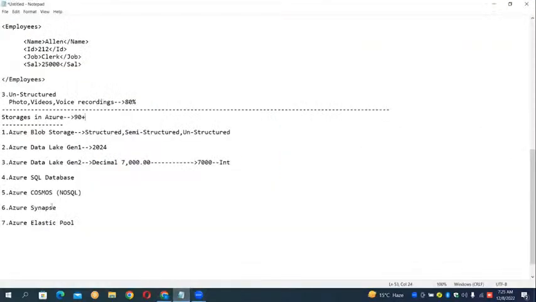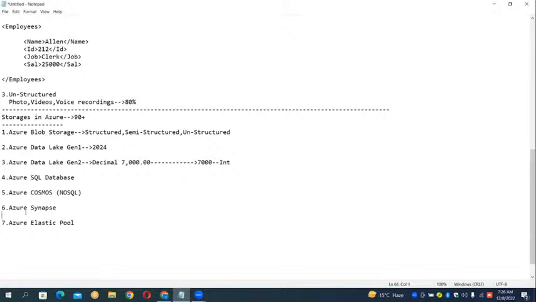So based on that, these are the major differences. Azure Blob can store any kind of data. Azure Data Lake Gen 2 can also store any kind of data, but mostly it stores data used for visualization purposes. And then we have Azure SQL DB, where structured data, that is rows and columns data only, will be recorded.